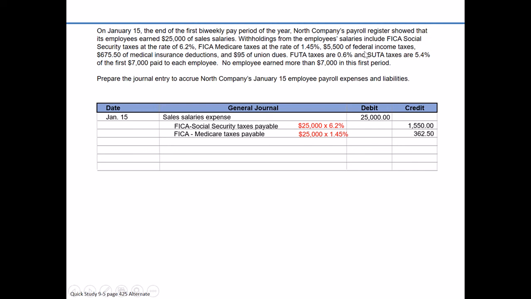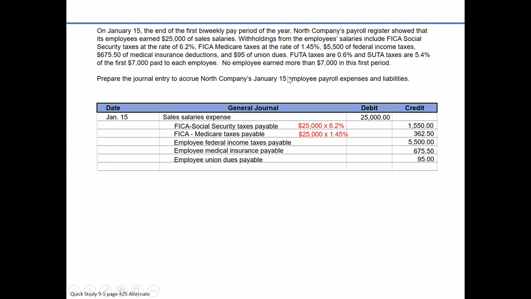It also indicates that, again, involuntary deduction, federal income taxes. So we'll credit employee federal income taxes payable. This time we don't have to calculate. They tell us directly the credit's going to be $5,500. That ends our involuntary deductions. Voluntary deductions included medical insurance deductions. So we'll credit employee medical insurance payable for $675.50, and also union dues. So we'll credit employee union dues payable for $95.